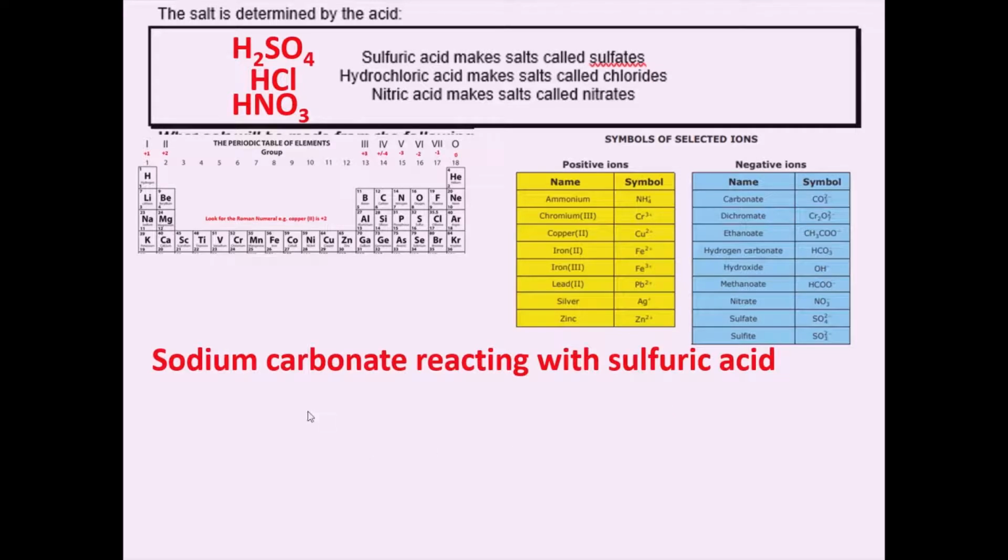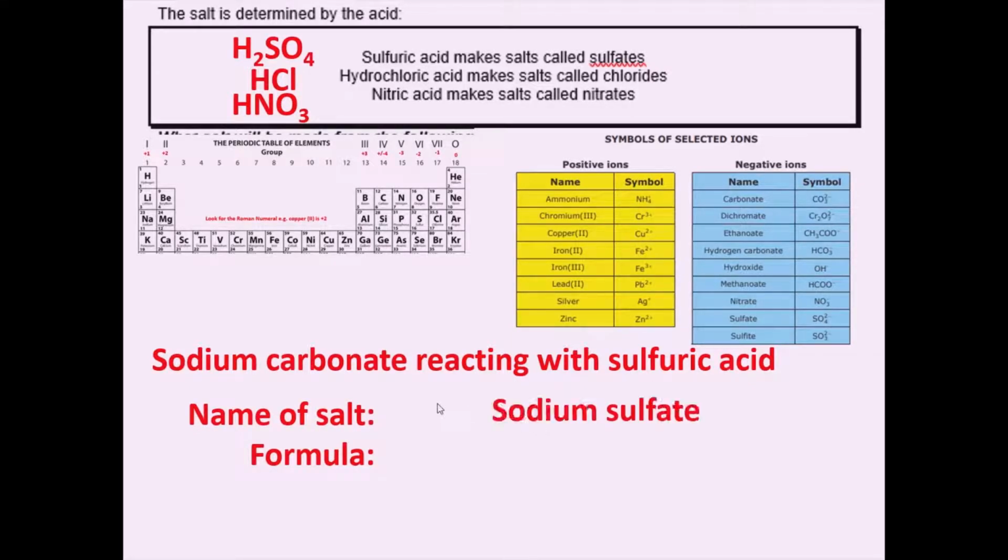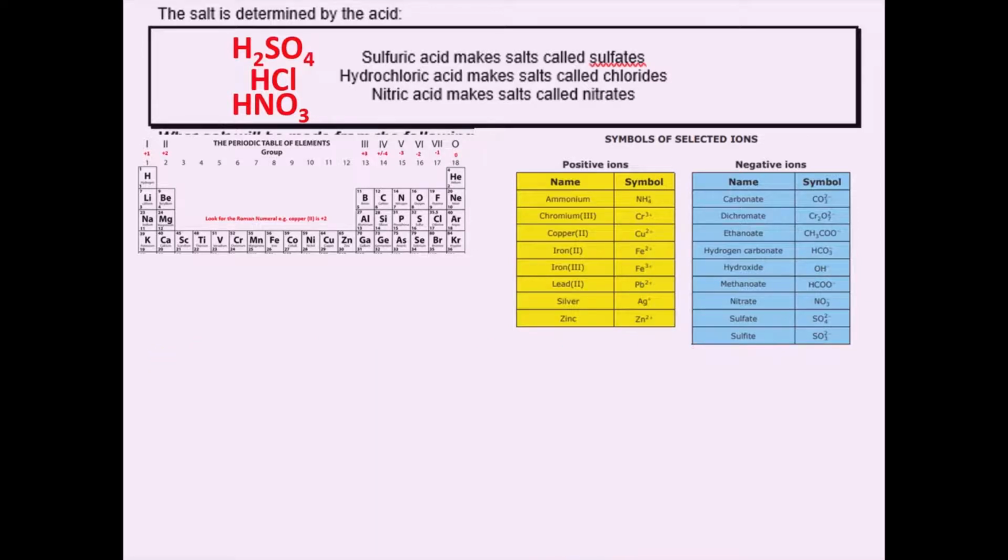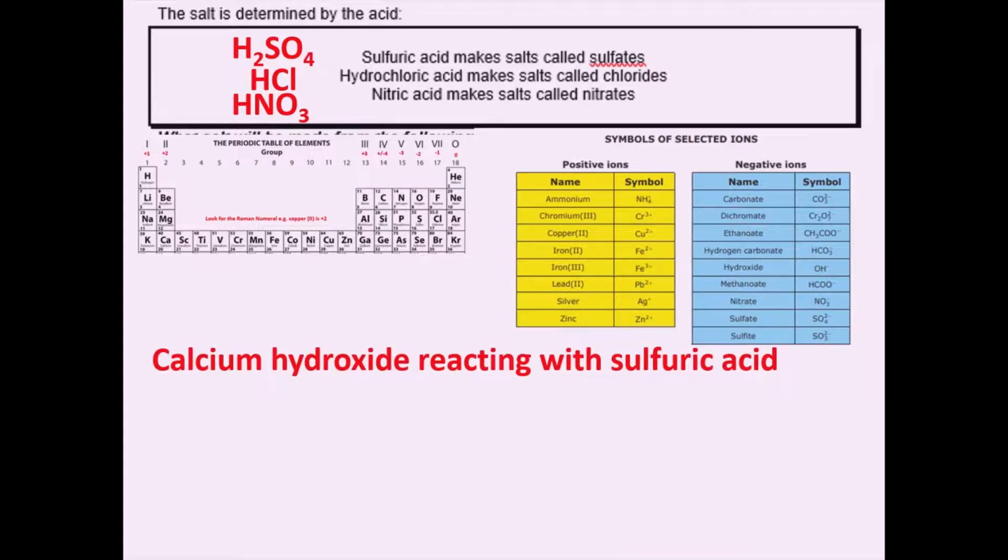Next one, sodium carbonate reacting with sulfuric acid. Name of the salt, formula. So, name, sodium from this bit. Sulfuric acid makes salts called sulfates, sodium sulfate. Formula, Na plus 1, SO4 minus 2. This time we need 2 plus 1s to balance that up. So Na2SO4. And last one that I'll do on the screen here, calcium hydroxide with sulfuric acid.